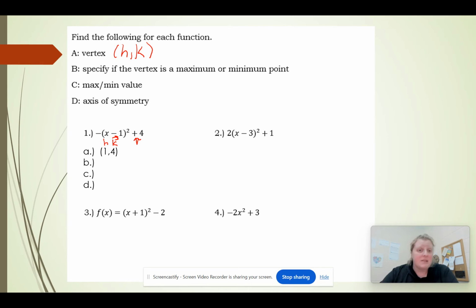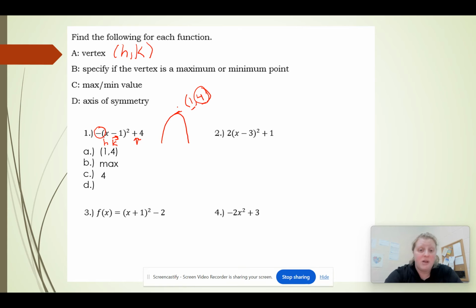Now part B says specify if it's a min or a max. So in this case, it's going to be a max because this means that it's a frowny face. So if you have an upside down curve, you're going to have a highest point. That is a max. Then it asks for the actual max or min value. So again, your vertex is always your highest or lowest point. So if this is your vertex, you have to decide which one of these pertains to height, and that would be the 4. Right, the second number is technically a y value, and y's measure height. So 4 is going to be the highest that this graph goes.